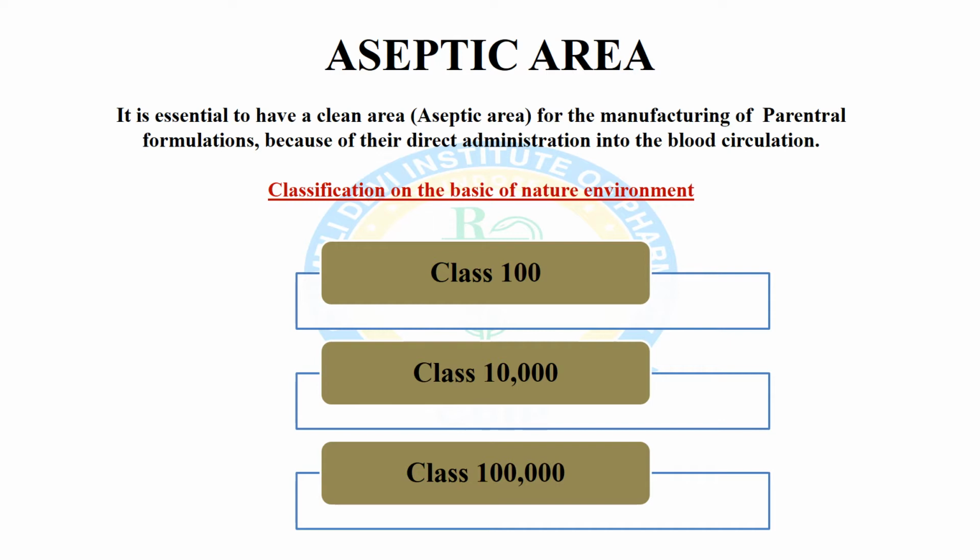Class 10,000: in these, the number of particles per cubic feet of area of a size less than 0.5 micron and less than 0.1 micron should not be more than 10,000 and 70 respectively. Class 1 lakh: the number of particles per cubic feet of air of a size less than 0.5 micron and 5 micron should not be greater than 10,000 and 700 respectively.